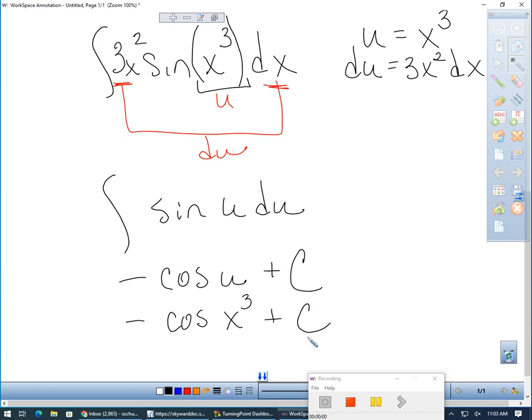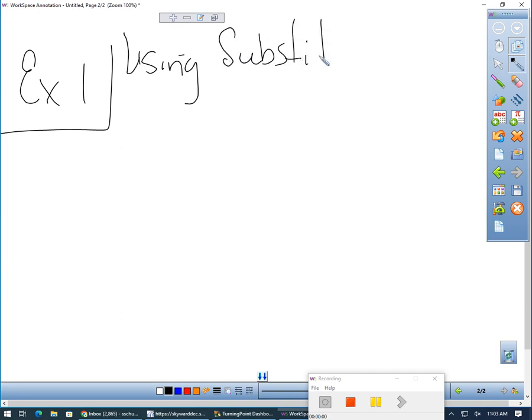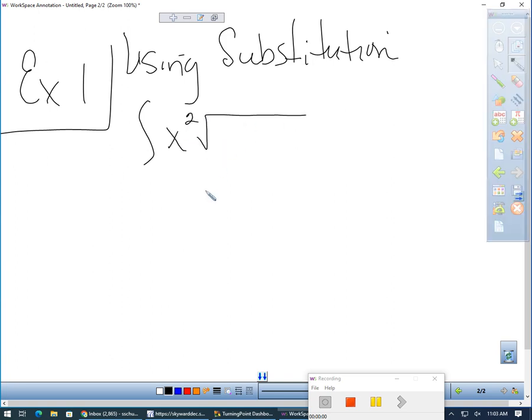All right. So let's try another one. Let's try another one using substitution. So let's go with example number 1. If I have the integral, let's say, of x squared square root of 5 plus 2x to the third dx.